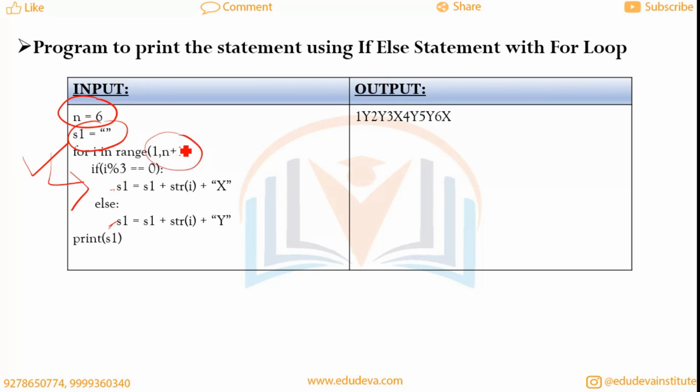It means that we repeat the process as long as it is within the range of the for loop, and when it comes out of the range of the for loop, we leave the for loop and print the value of s1 as 1y 2y 3x 4y 5y 6x.